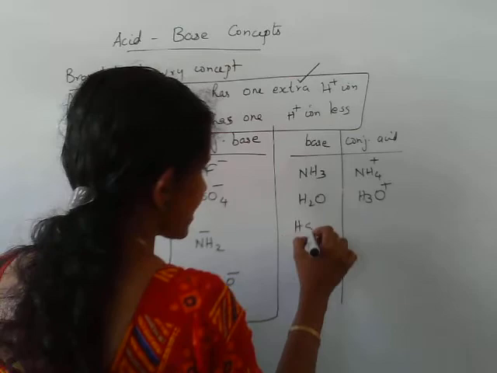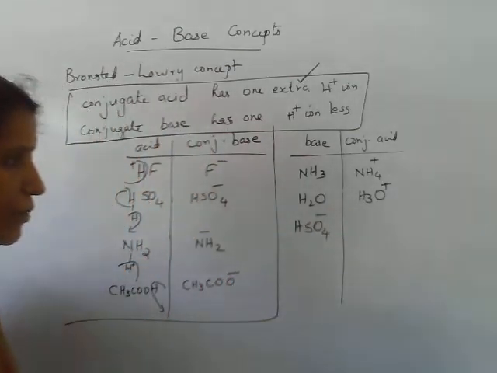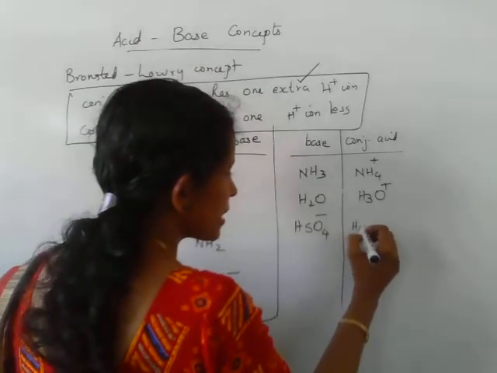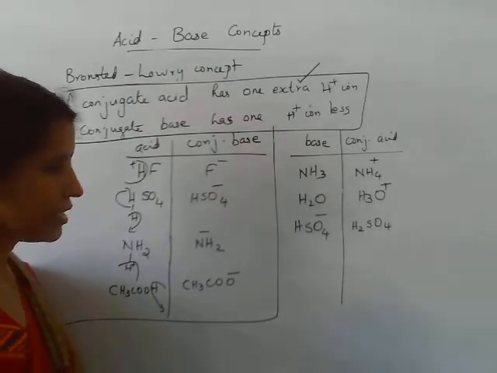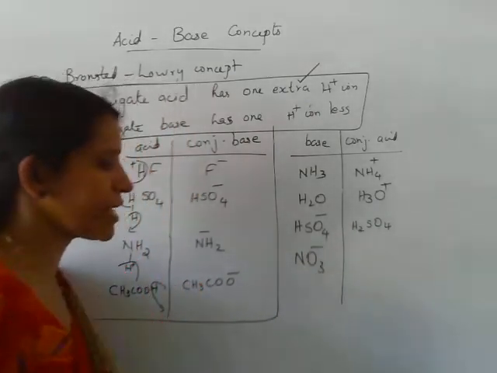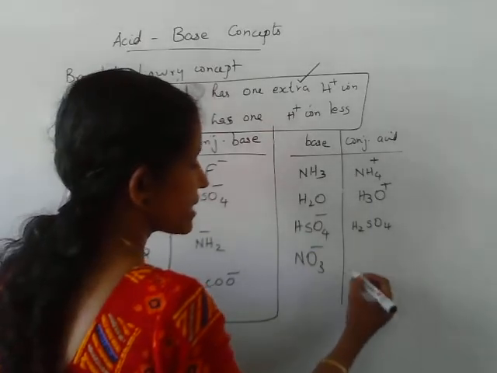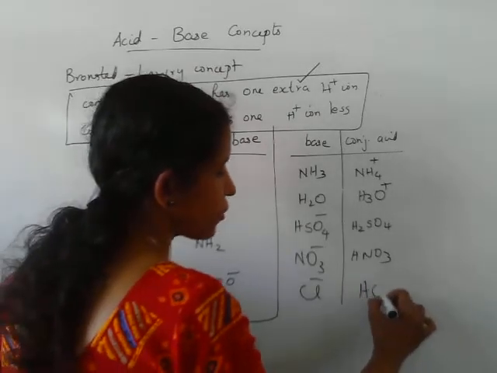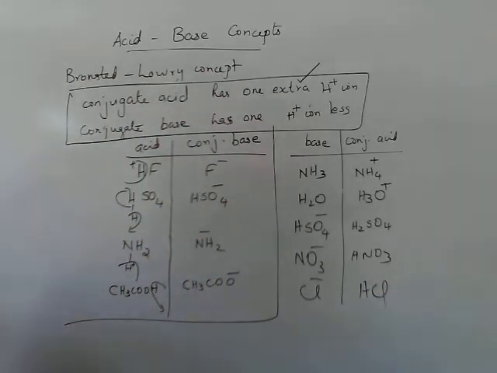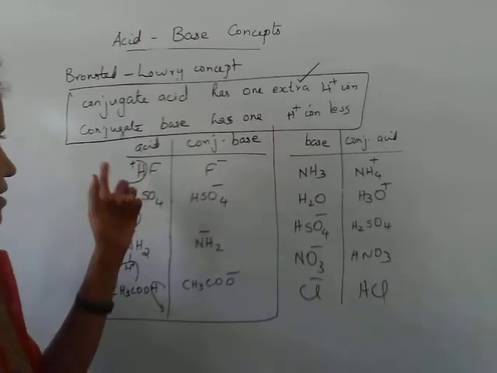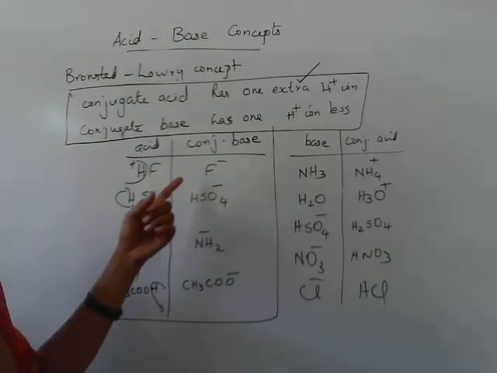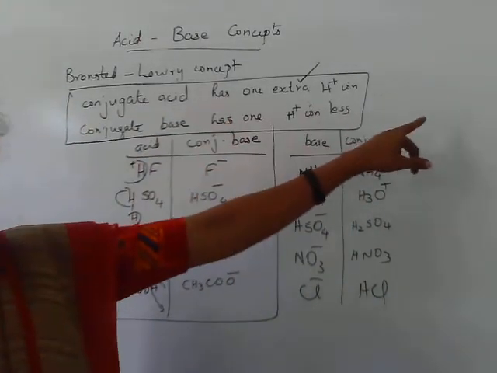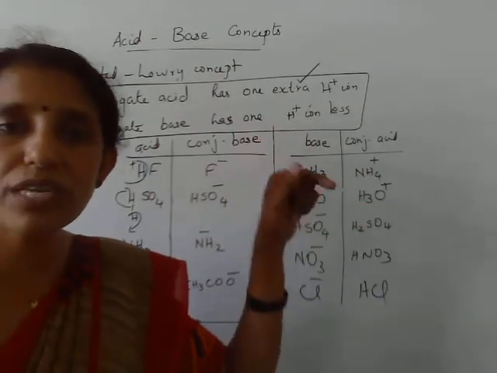Now HSO4 minus ion. This is a base. How do we get the conjugate acid? Add one H plus ion. So it would become H2SO4. NO3 minus is a base. How do we get the conjugate acid? HNO3. Chloride ion. HCl is the conjugate acid. Clear? So if you are given a species, acid or base, we can write the conjugate base, conjugate acid, knowing conjugate acid contains one extra proton. Conjugate base contains one proton less.